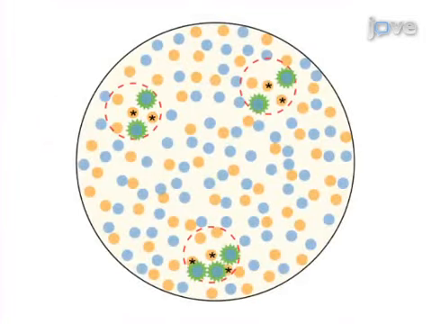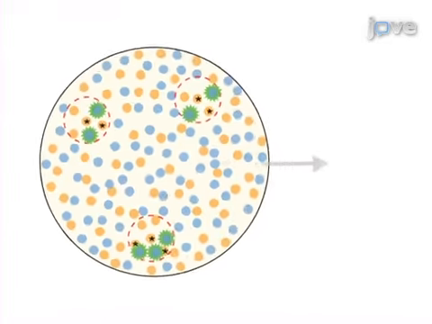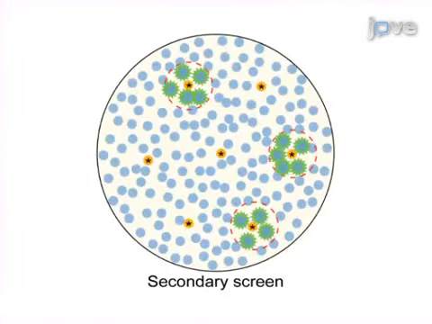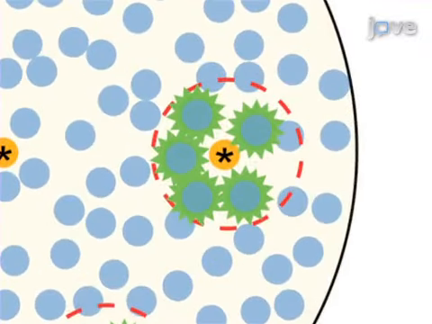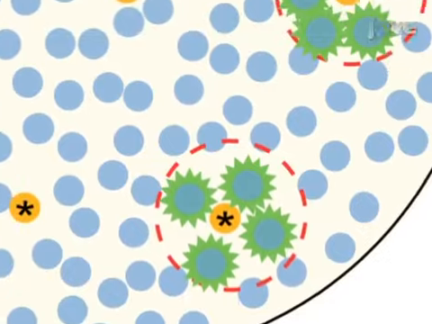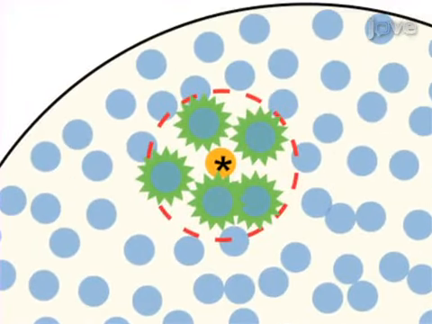The potential hits, indicated here with stars, are those colonies that may be secreting compounds that alter gene expression in the reporter. These organisms are isolated from the co-culture screen plates. These potential inducers are retested in a secondary screen to confirm that they were the organisms secreting molecules that alter bacterial gene expression in the reporter.